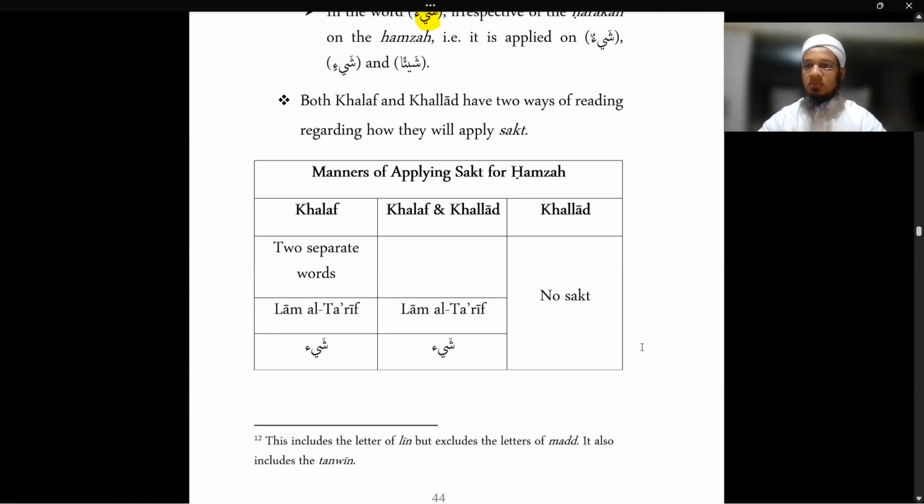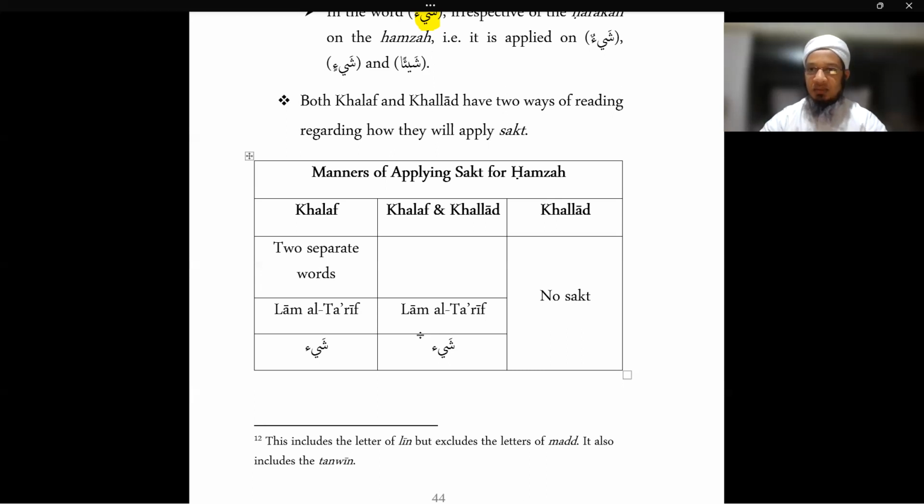Okay, so this lesson is a bit more complicated than before. We are looking at the entire Hamza for Khalaf and Khallad, and there are different ways of applying it. What you need to make note of here is the difference between Khalaf and Khallad. Sakt between 2 separate words is Khalaf only. If you're making sakt on 2 separate words, then it is Khalaf only. If you're making it on a lam ta'rif and shay', then it is both Khalaf and Khallad. So then you won't know exactly which it is. You have to listen for other applications to distinguish between Khalaf and Khallad.